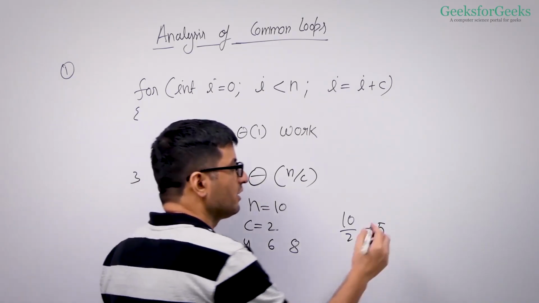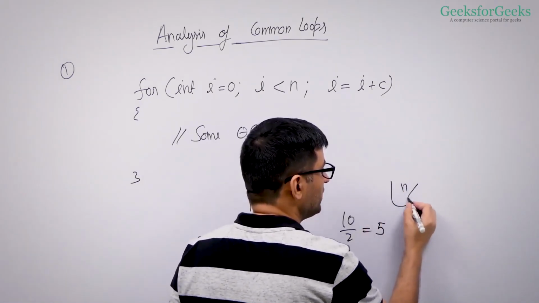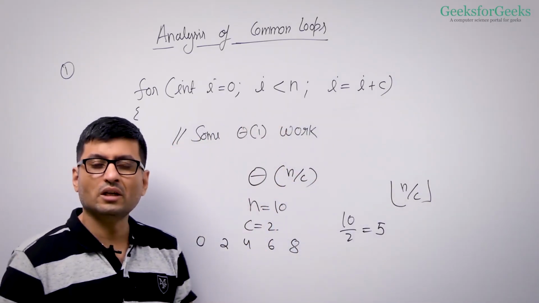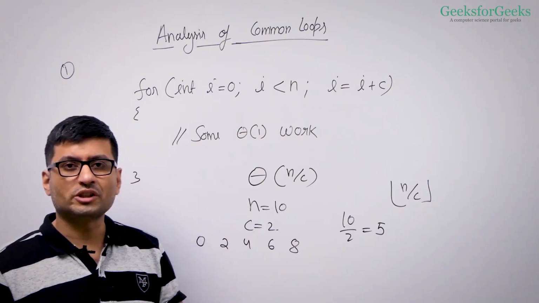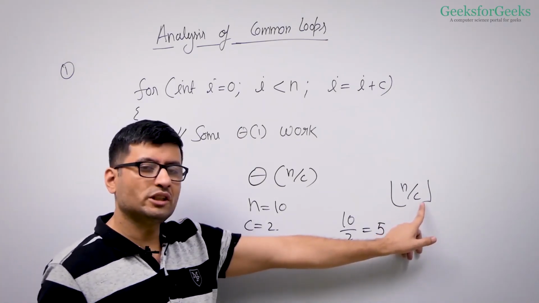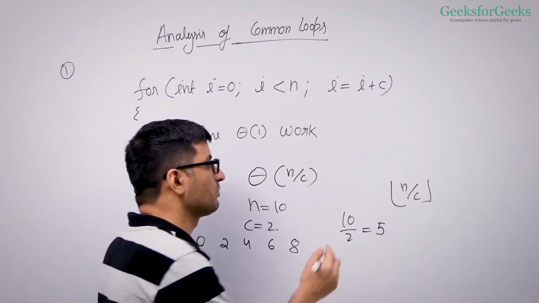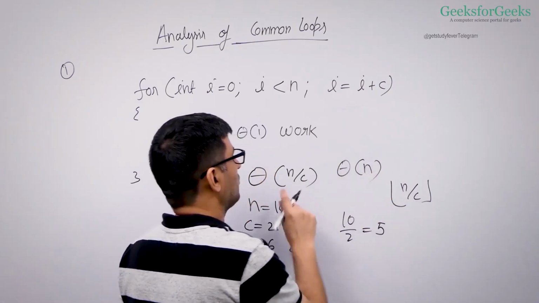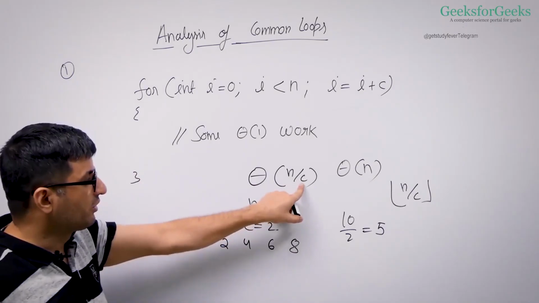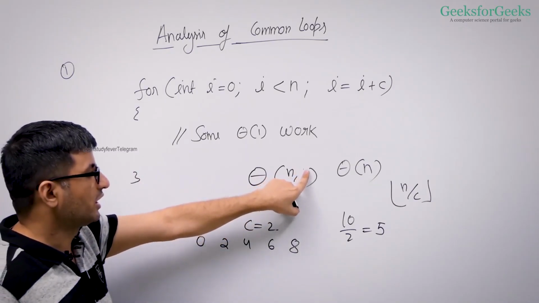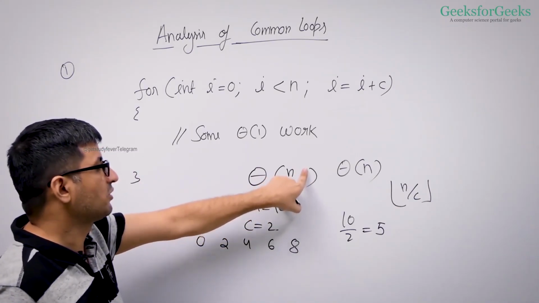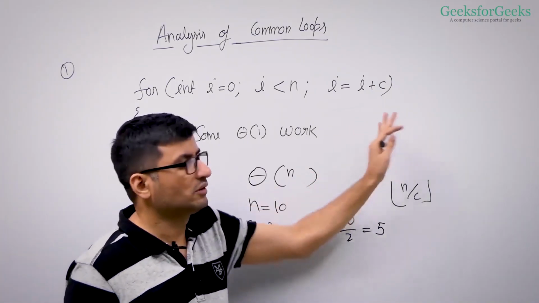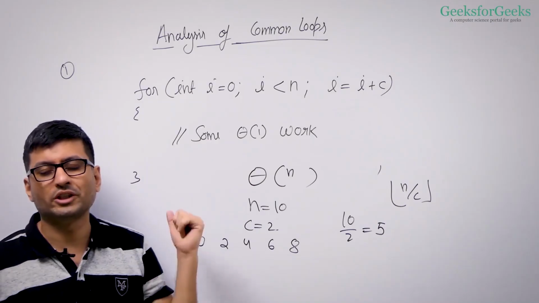So we can say floor of n by c is the number of times this loop runs. We can ignore the constants, leading term constants. So we can say the time complexity of this is theta n. We can write these constants inside the notation, then we can ignore them also, right? So when I've written theta n by c, I can ignore c and I can say it's theta n. So the time complexity of this particular loop is theta n.